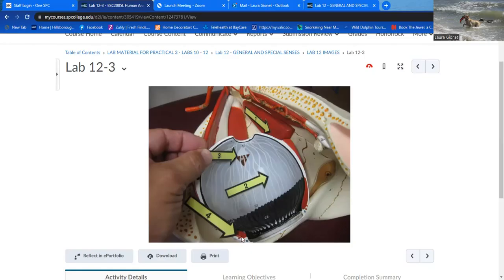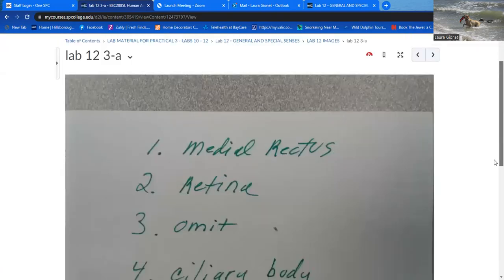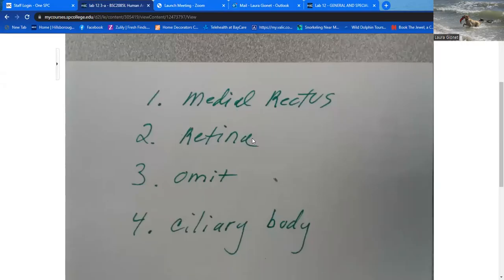And then 4 is pointing to that red region here, and it looks like muscle, right? So that is the ciliary body that has muscle that acts on the shape of the lens and has cells that produce aqueous humor. So we have medial rectus, the retina. 3 I said to omit, because we're just going to omit that. I'll find a better area for it. In the video, it points to the central fovea better, that yellow region with the number 32 on it. And then 4 is the ciliary body.